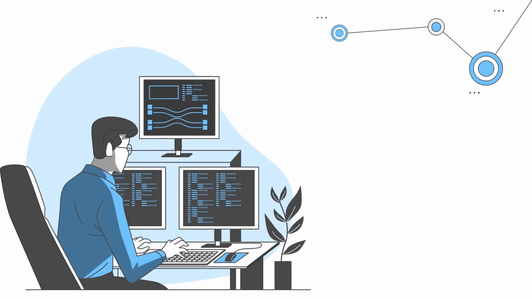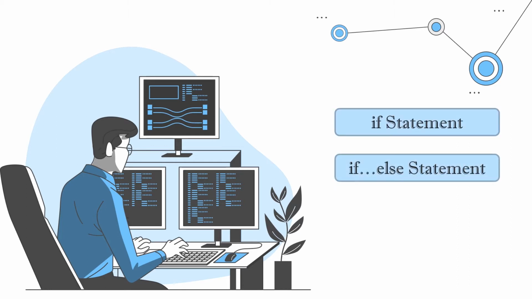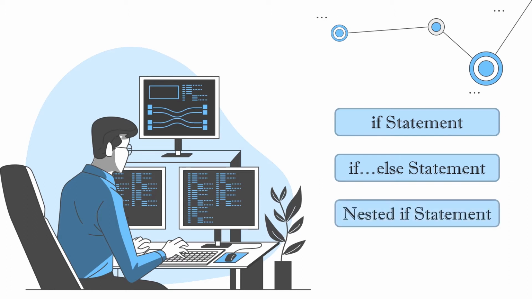So let's see some decision making statements in Python. First we have the if statement, then we have the if else statement. After this we have the nested if statement, and at last we have the if else ladder. Let's see each one of them in detail, starting with the if statement.